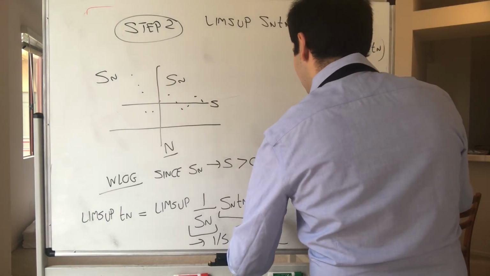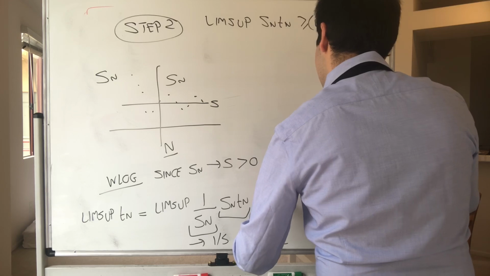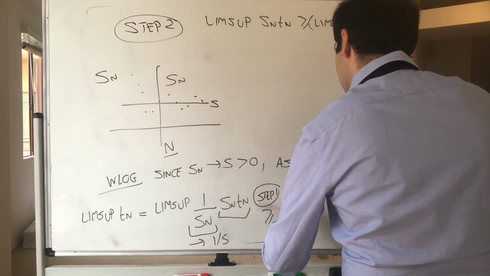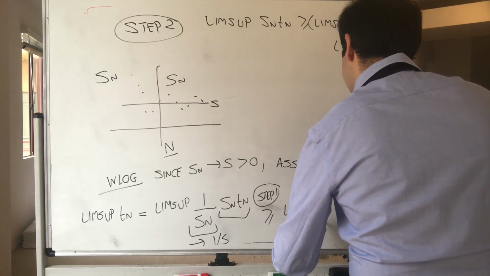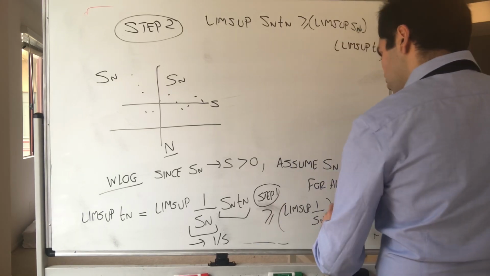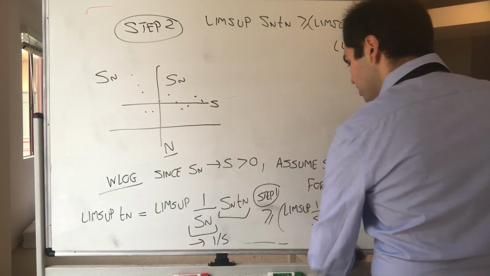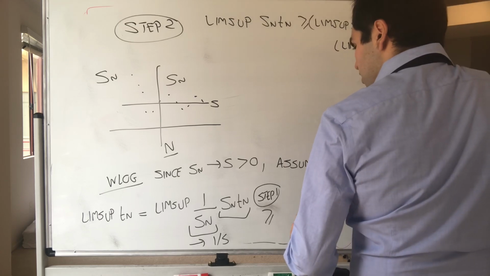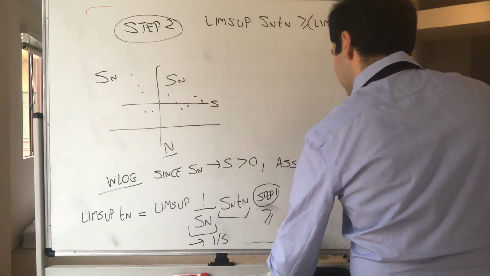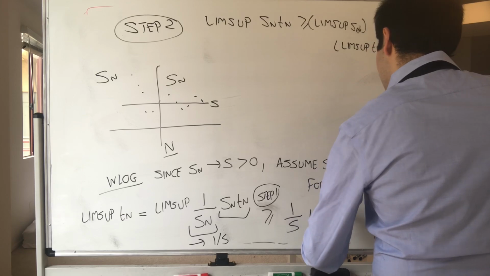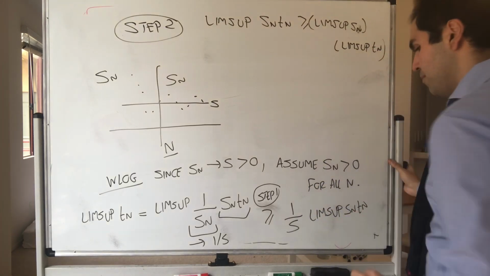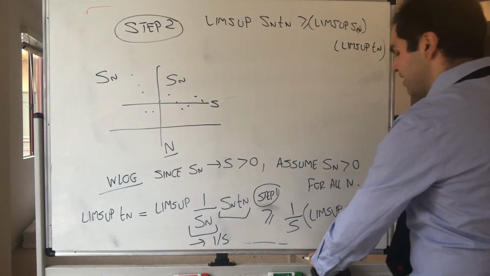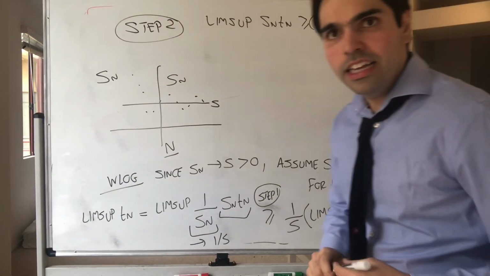So, by step 1, we actually get that it's greater or equal to the product of the Limsups. 1 over Sn times the Limsup, no, this is greater or equal to 1 over S times the Limsup of Sn times Tn. But then you can just solve for this and you ultimately get that the Limsup of Sn times Tn is less than that.